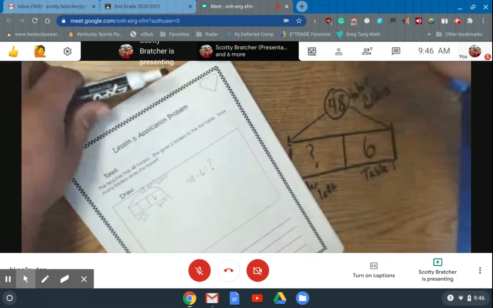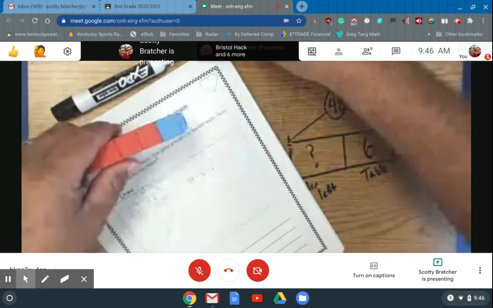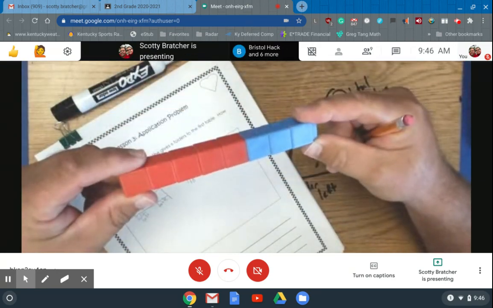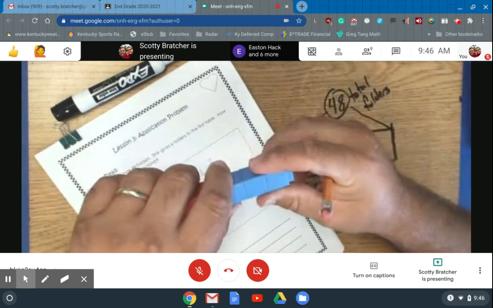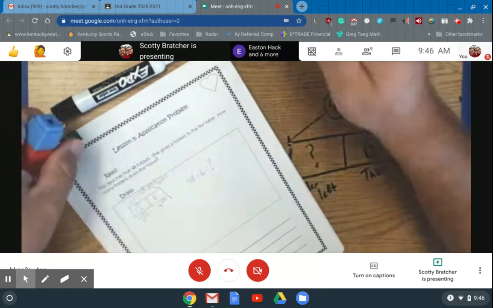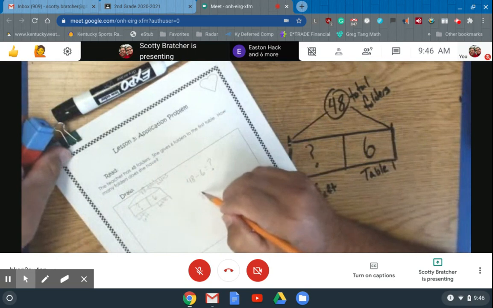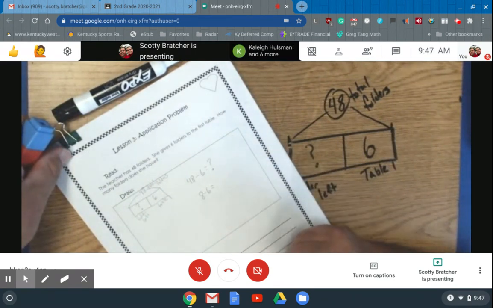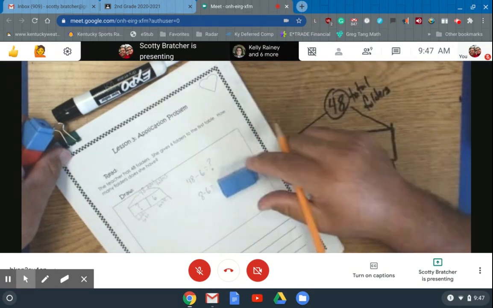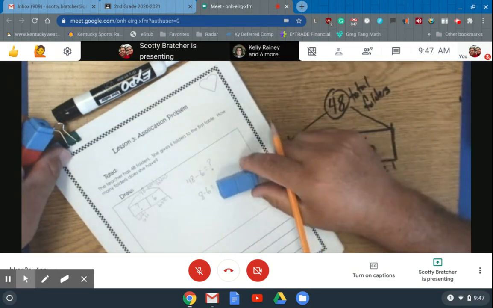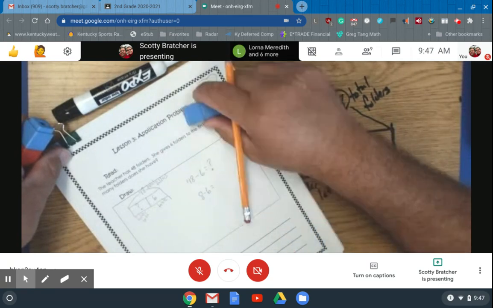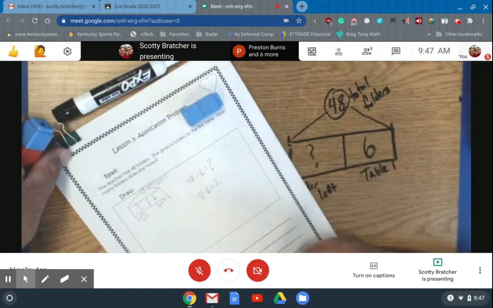And how did we figure out the 6? We took the 8 and we took the 6 away, right? So I'm going to come down here. I'm going to go 8 minus 6 equals what? It's this thing right here, right? It's what, Bristol? 2. It's 2. So that's 2.